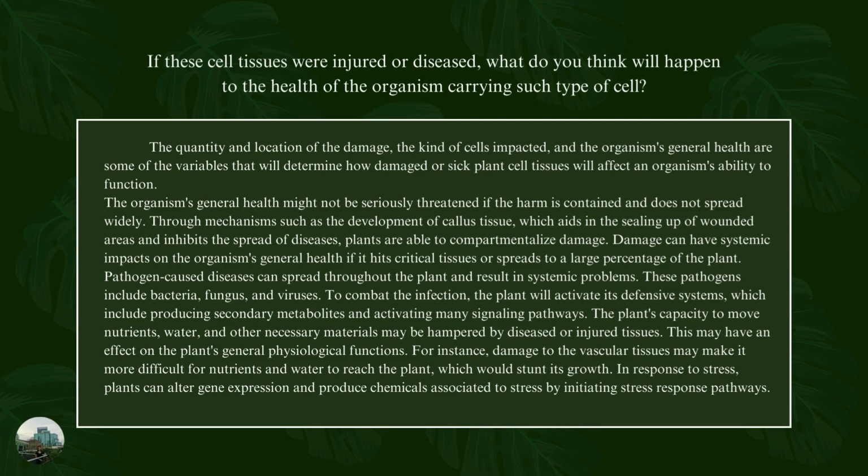For instance, damage to the vascular tissues may make it more difficult for nutrients and water to reach the plant, which would stunt its growth. In response to stress, plants can alter gene expression and produce chemicals associated with stress by initiating stress response pathways.